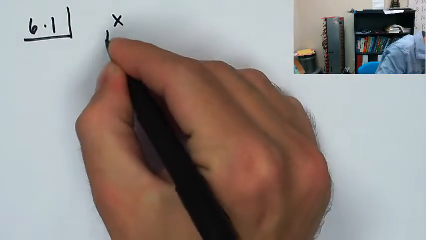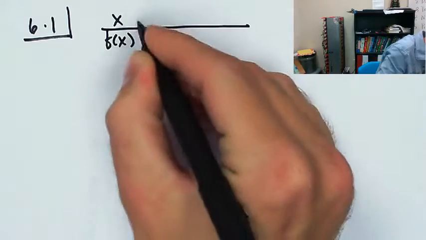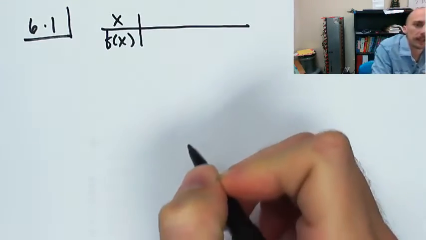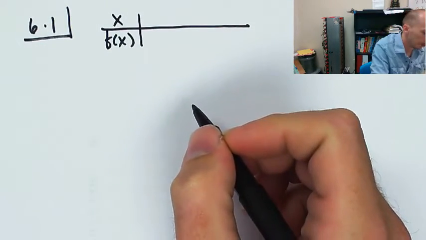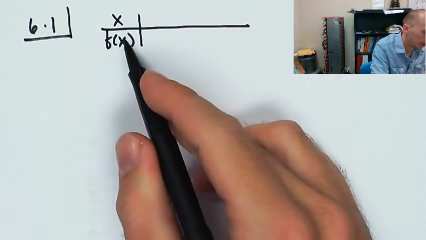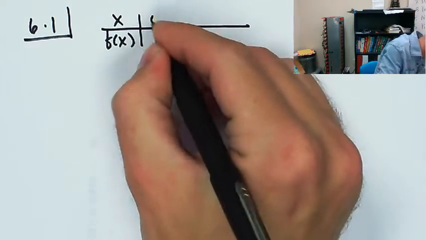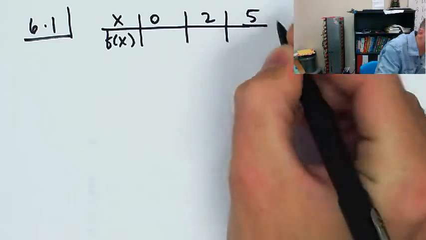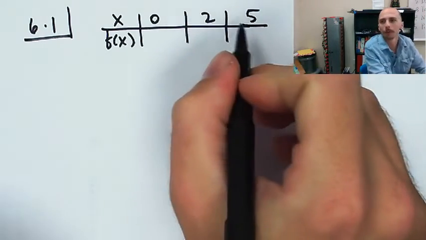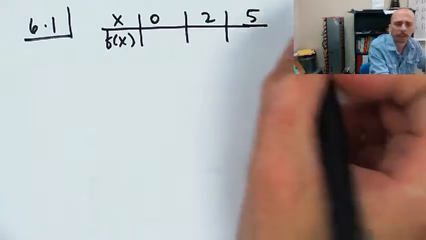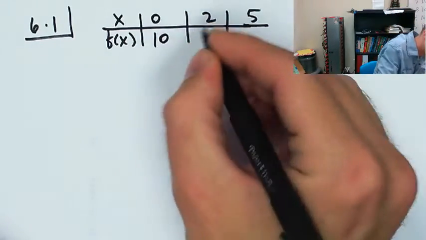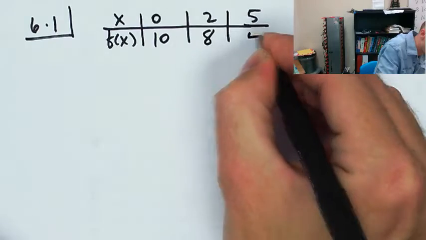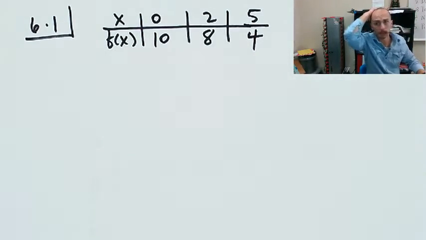All right, so for 6.1, let's just make a little x and f of x table. X and f of x. So 0, let's say 2 and 5. You're not ever going to have one with just 3 x values. It would be at least 4, maybe 5. But for the sake of this, I don't know, 10, 8, 4, something like that.